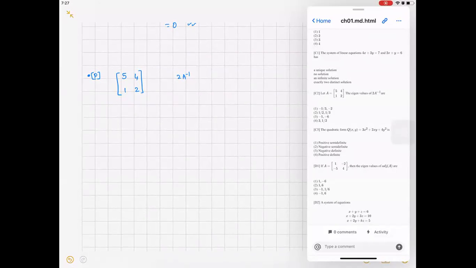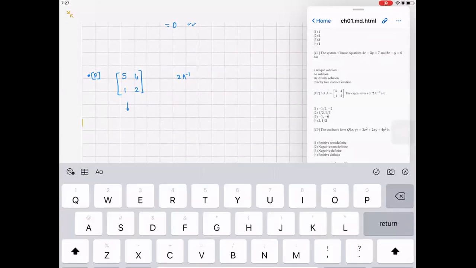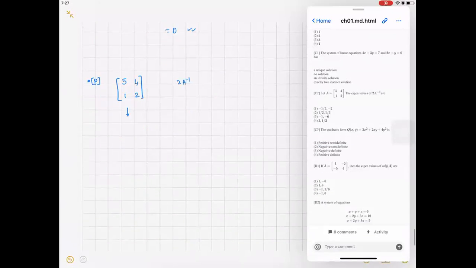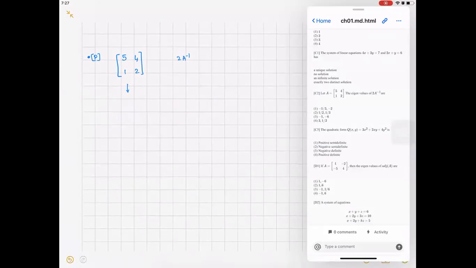So what we can do is, the first logic is to find the A inverse. From this we find A inverse and then do 2 into A inverse. For example, what I'm doing is, to find A inverse you just interchange 2 and 5 here, and then minus 4, minus 1, multiplied by 1 by the determinant, which is 10 minus 4. So this is A inverse.